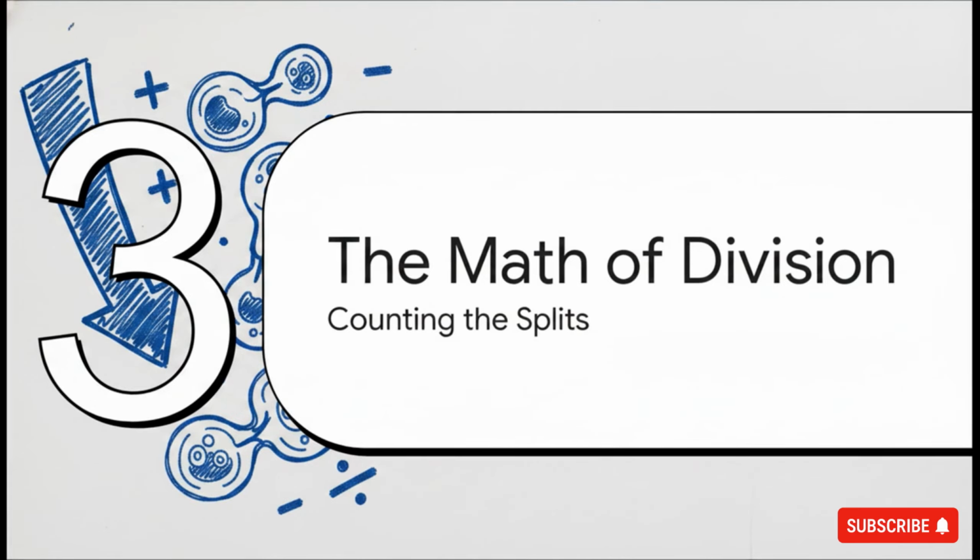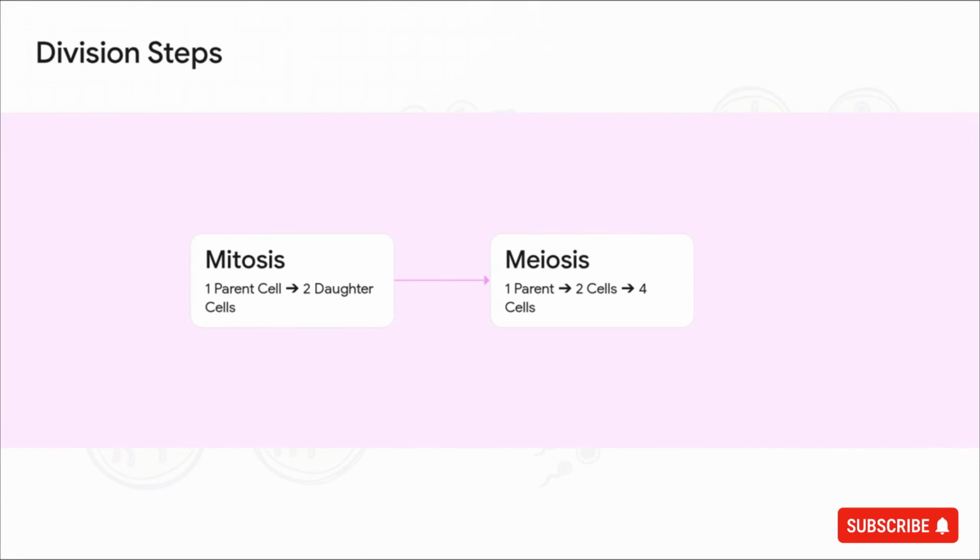Moving right along to Section 3, the math of division. Let's count those splits. Okay, we're zooming in past the organs, right down to the cells themselves, just to look at the literal numbers game of how they split. In mitosis, a single parent cell undergoes exactly one round of division, just one, and that leaves us with 2 daughter cells. It's simple, it's effective, it's a one-step process.